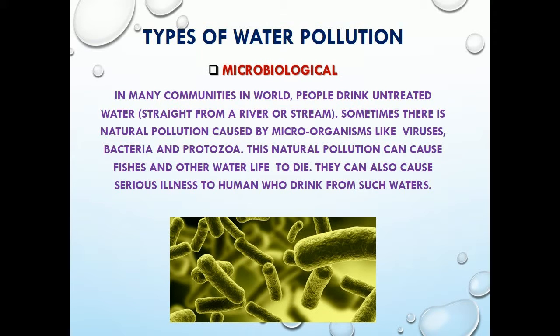Microbiological. In many communities in the world, people drink untreated water straight from a river or stream. Sometimes there is natural pollution caused by microorganisms like viruses, bacteria and protozoa. This natural pollution can cause fishes and other water life to die. They can also cause serious illness to humans who drink from such waters.